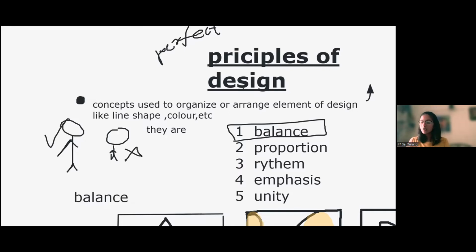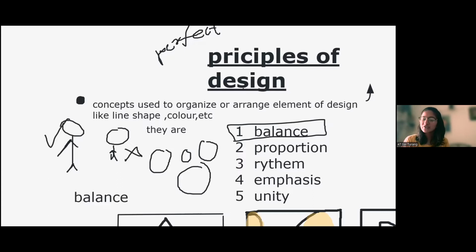Unity. Now, take the example of circles, but just draw them in different sizes. What are these? These are circles. So they are united by the word circles, and there is variety in the sense of sizes. So this is an example of unity and variety.